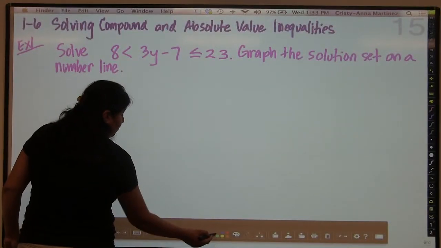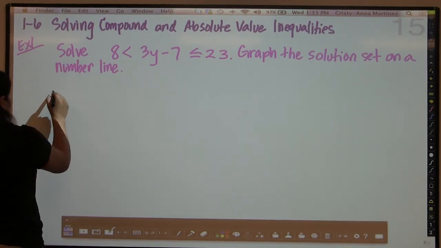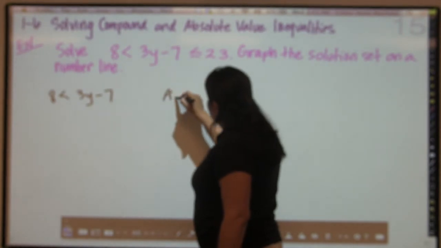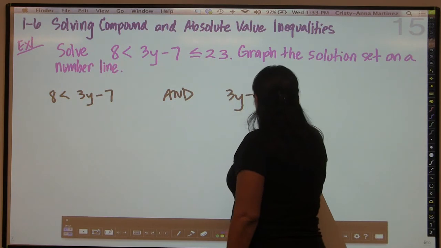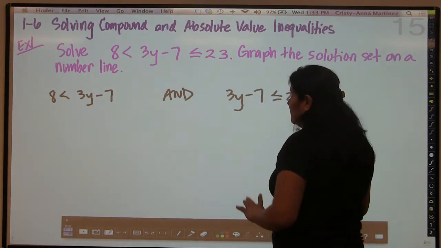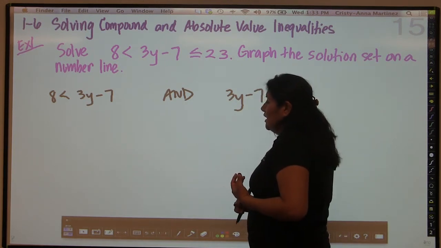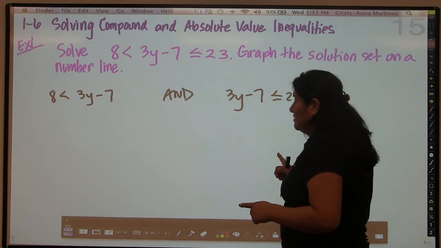So to basically explain that, you don't have to do this in your homework, but just to show you what's going on here, I can write this as two separate inequalities. 8 less than 3y minus 7, which is what this part of it says. And also I can write the word and, 3y minus 7 less than or equal to 23. So I can actually solve this as two separate inequalities with an and. And what an and means is that you need to find solutions for both equations at the same time.